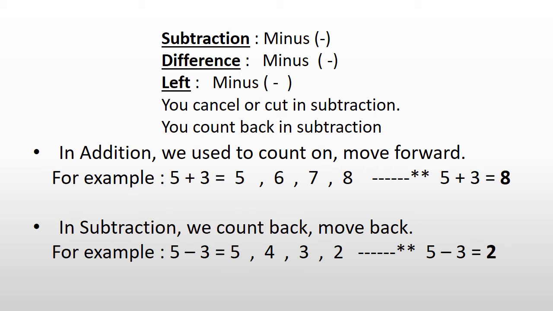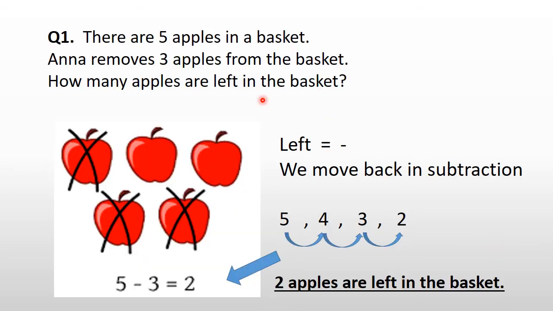So how do we do that? Let's go further. For example, you can see question number 1. There are 5 apples in a basket. Anna removes 3 apples from the basket. Now, in the starting, how many apples were there? There were 5 apples and Anna just removed 3 apples. So these 3 apples are no more in the basket. So how many apples are left in the basket? Whenever there is the word left, what do you do? You minus, right? Now, I have to minus: 5 minus 3, right?